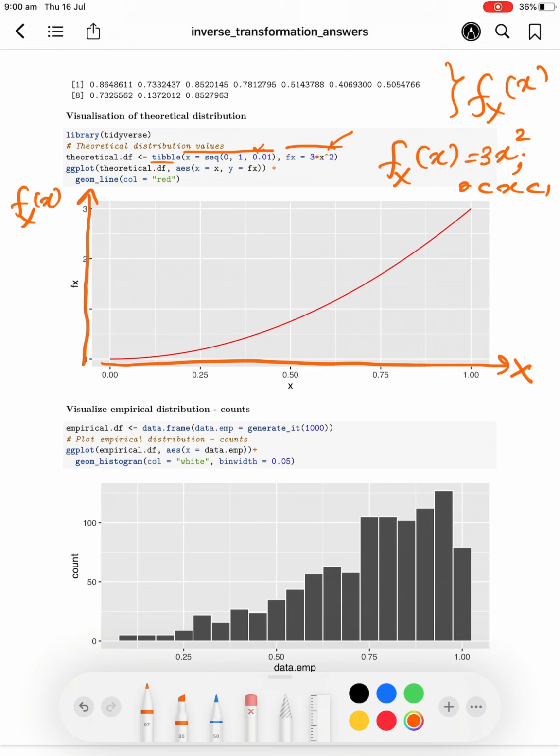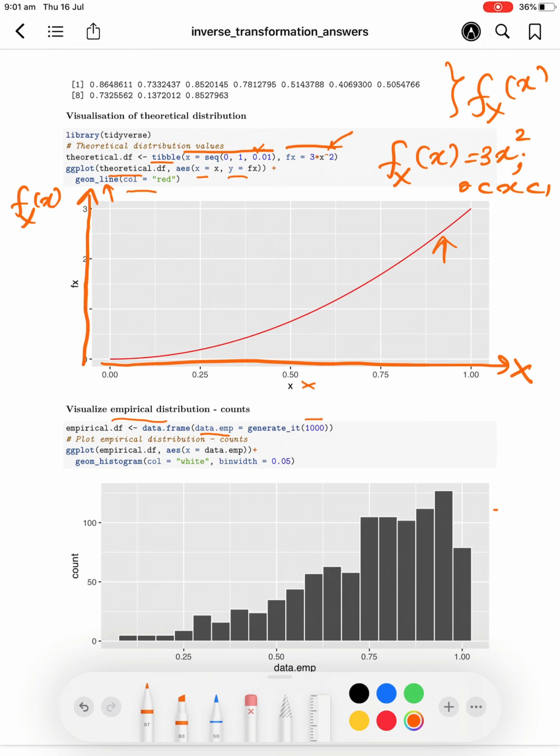Since we use a table format, we can create new random variables based on the existing variables. Now you can use ggplot to draw the theoretical distribution. So the name of the data frame, x value is this x and this y values, and my geometric object is geom_line, and I can give a color to the line. Next is the empirical distribution, the distribution drawn based on the data that we generated from X.